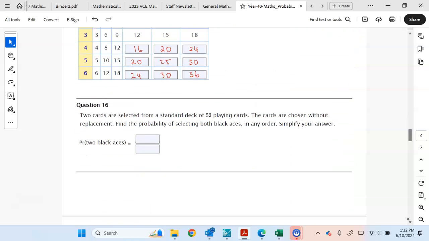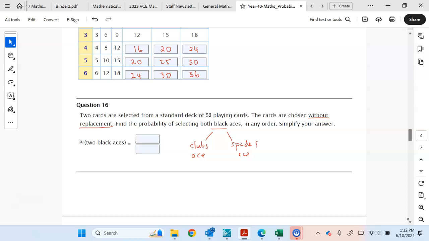All right, two cards are selected from a standard deck of 52 playing cards. The cards are chosen without replacement. Remember, that's important, it changes the probability. Find the probability of selecting both black aces in any order. Simplify your answer. With your deck of cards, the black ones are your clubs and your spades. So you have two suits, and you only have the ace of clubs and the ace of spades. They're your two cards.